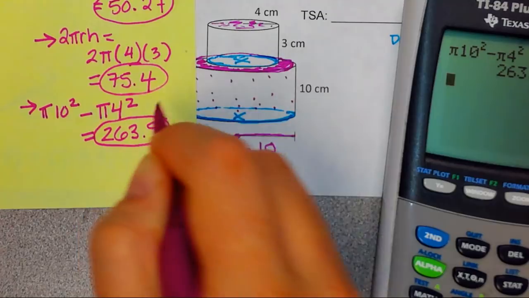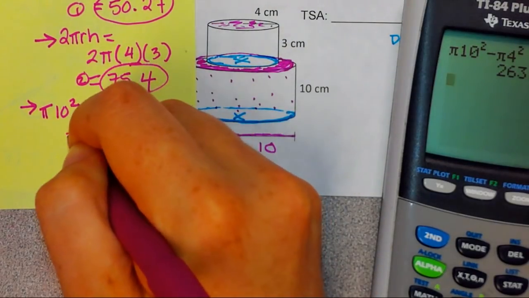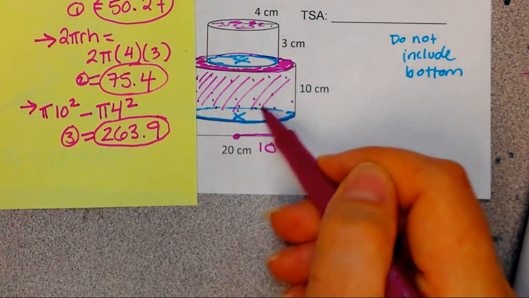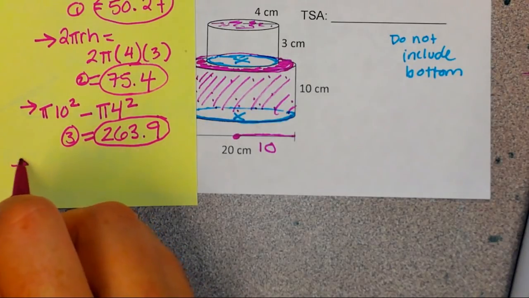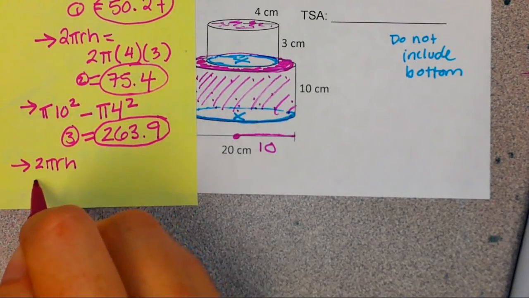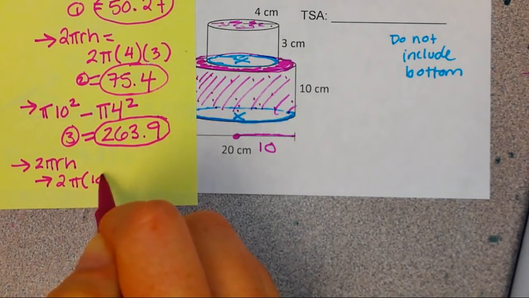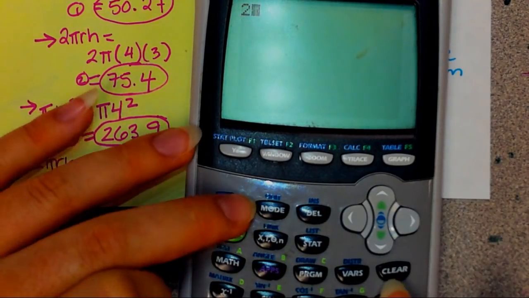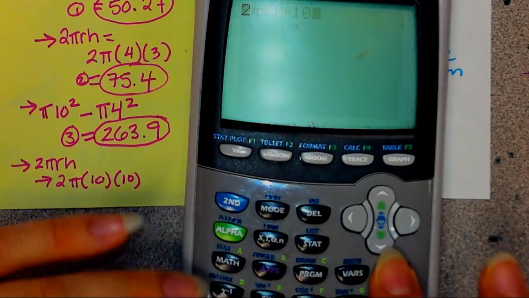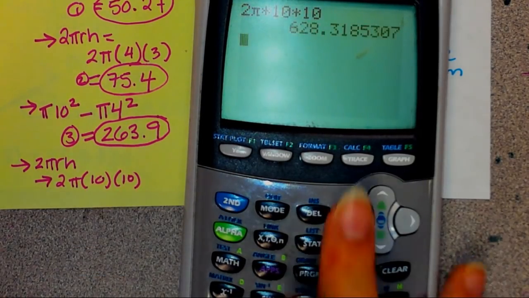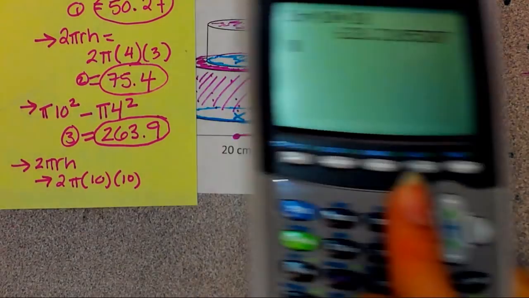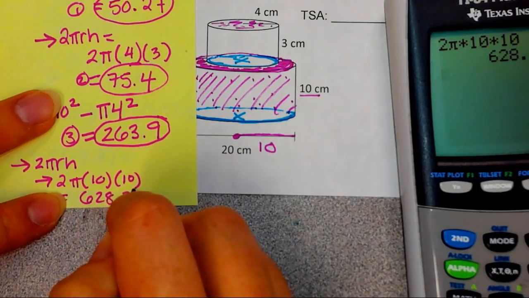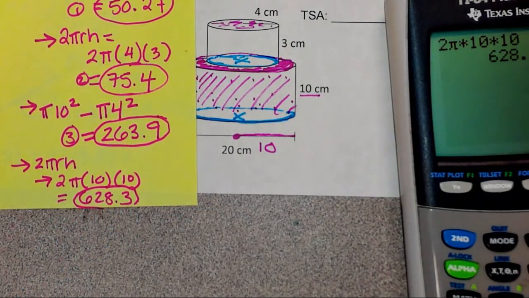All right, so I've got 1, 2, 3 things, and then the last thing I need to add is the lateral of the bottom cylinder. So once again, our formula is 2 pi RH. In this case, our radius is 10, and our height is also 10. So 2 pi times 10 times 10 is equal to about 628.3. And that's the last thing that I'm going to need to add.